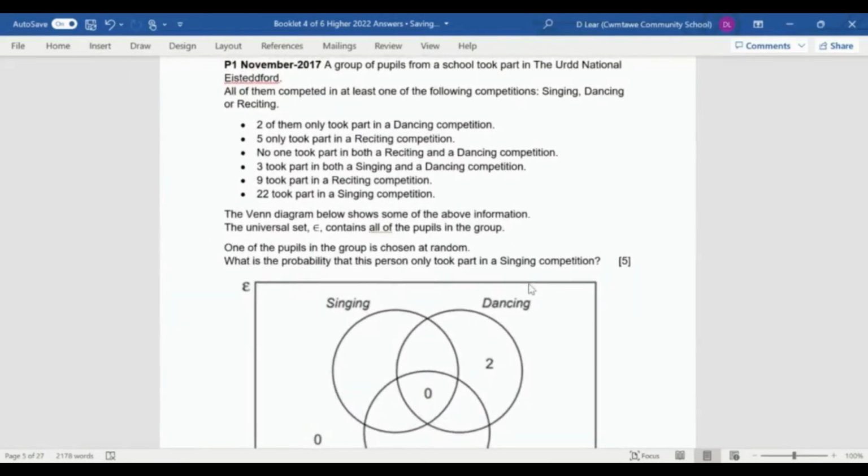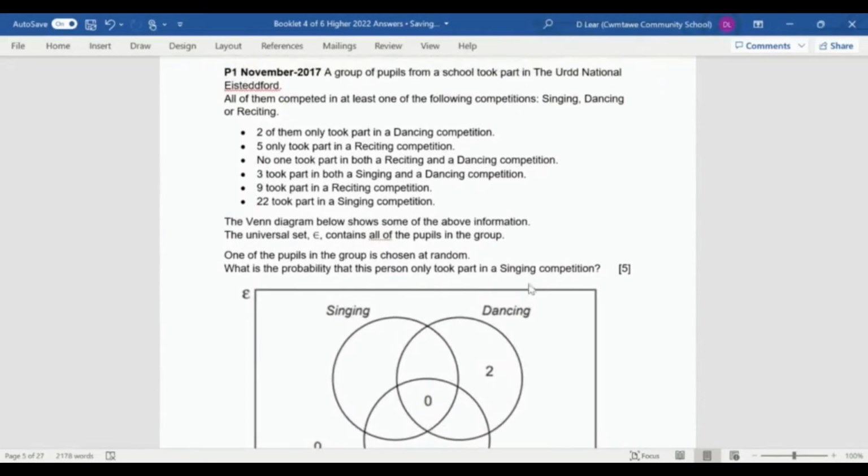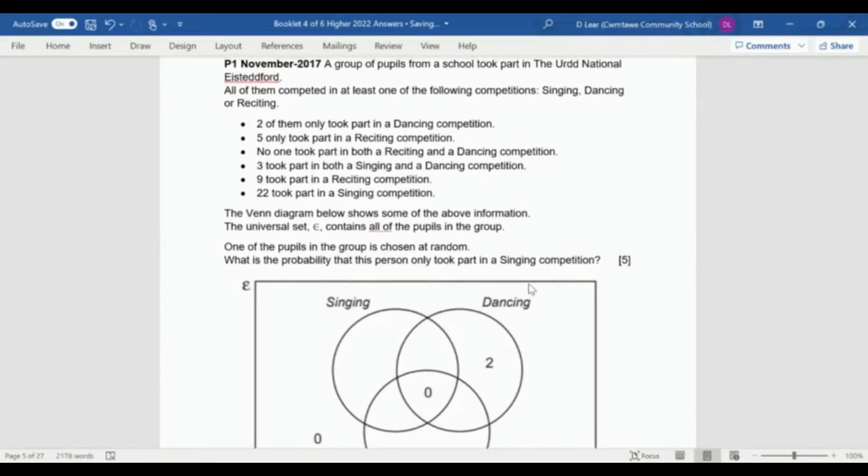Okay, I'm going to have to zoom in a little bit. Hopefully you can still read it because I know the quality of the screen isn't great. So if we go there, hopefully you can see that. Now, what we're told here is about a group of students taking part in the Eisteddfod.